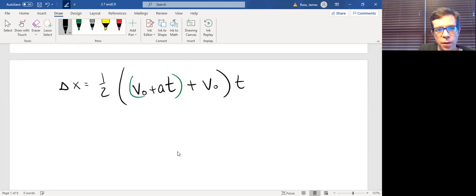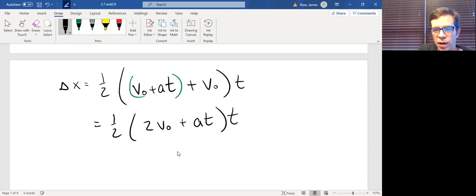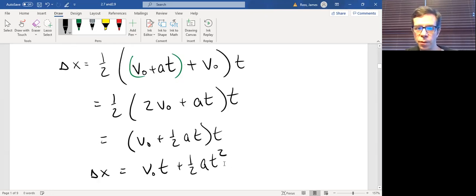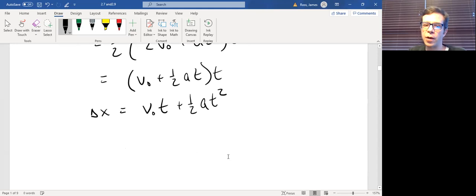We've got 1/2 times 2 v naught plus at times t. Distribute the 1/2, and we'll have v naught plus 1/2 at times t. Distribute the t, we get v naught times t plus 1/2 at squared. So delta x equals v naught times t plus 1/2 at squared.